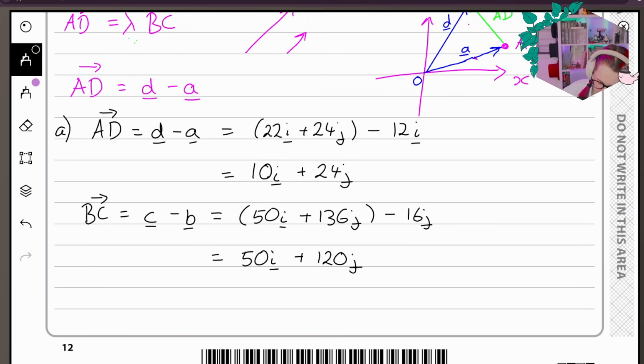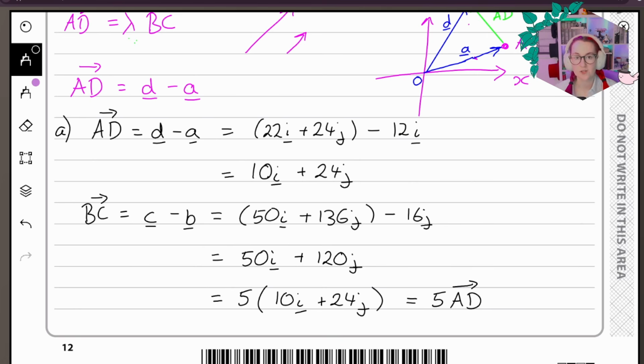Okay, so we now have these two terms. So if I divide by 5, with the i term I get 10i, and then 120 divided by 5 is, in fact, 24. We get 5 lots of AD. So they are, in fact, parallel because one is just a scalar multiple of the other.